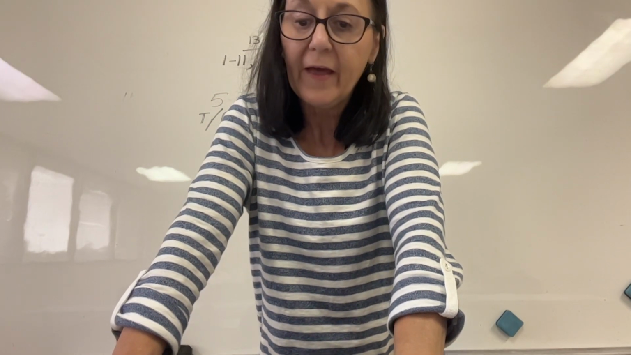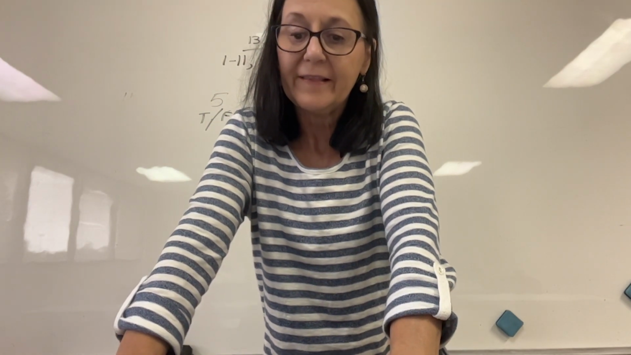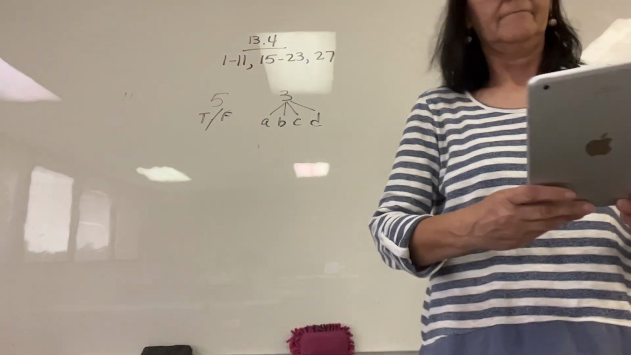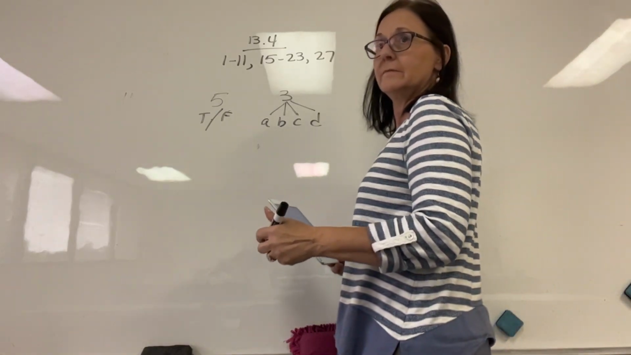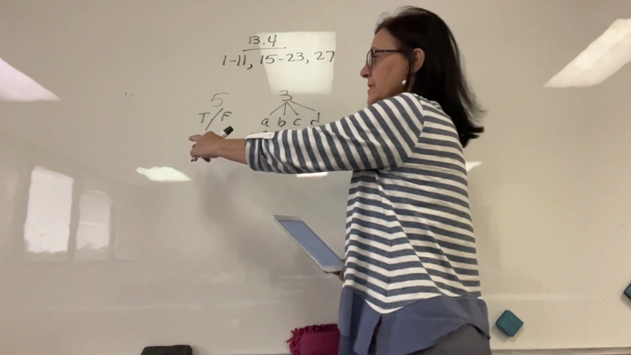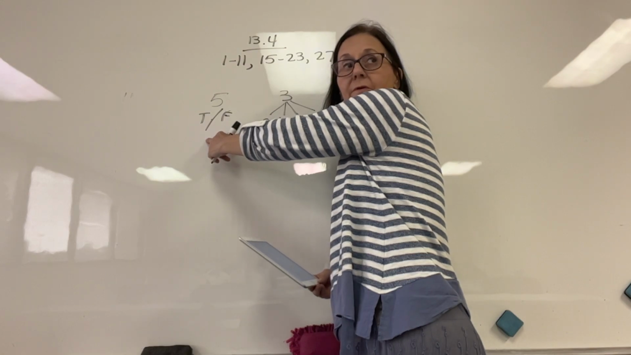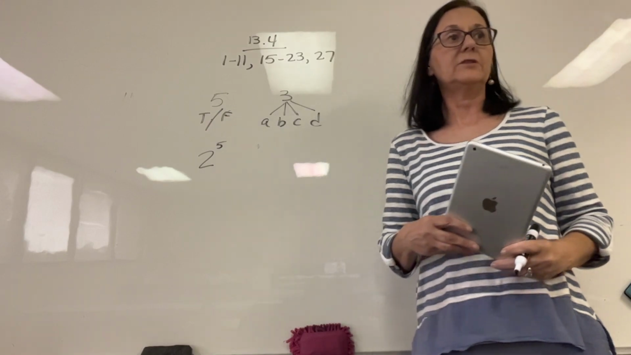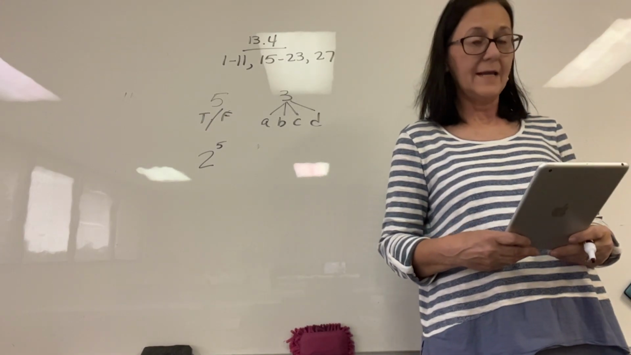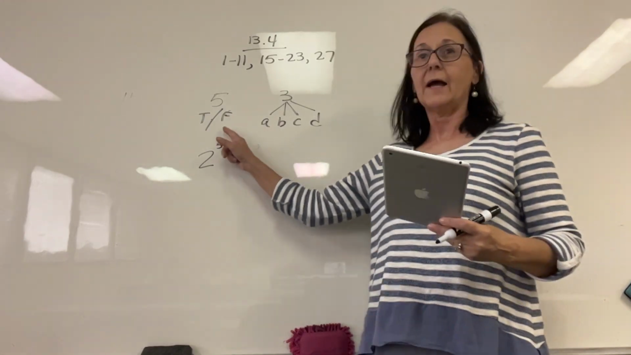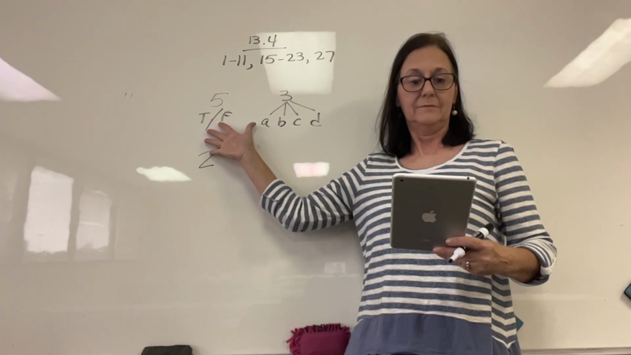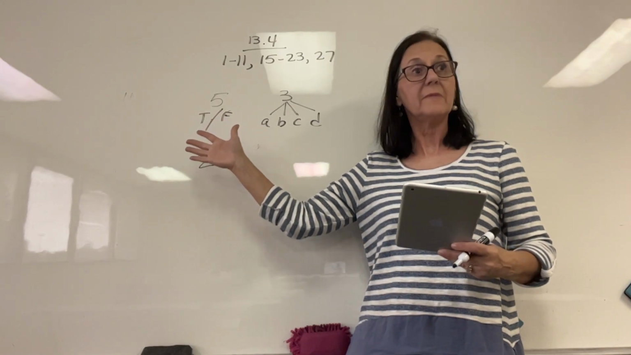How many possible ways are there to answer the 8 questions? Well, I have 2 options here, 2 times 2, and I have 5 questions. So it's 2 times 2 times 2 times 2 times 2. That's how many, this is the fundamental counting principle.